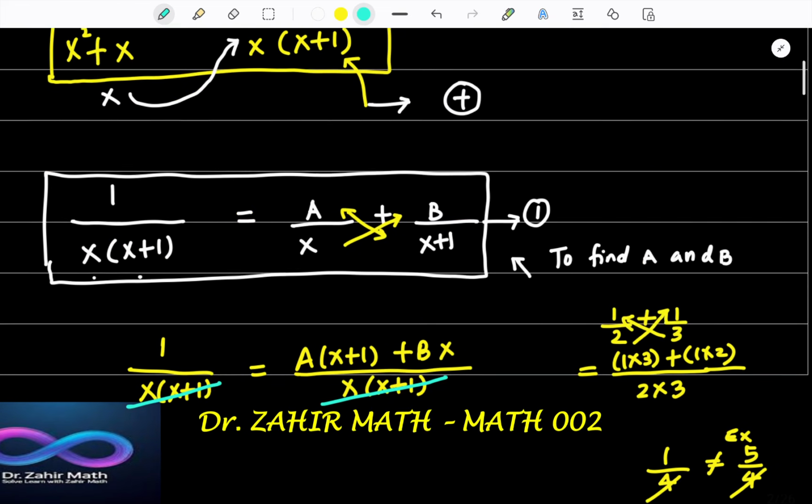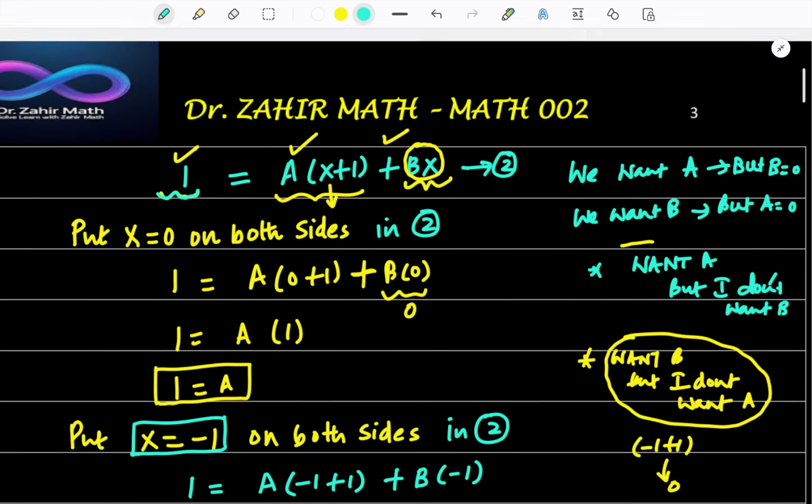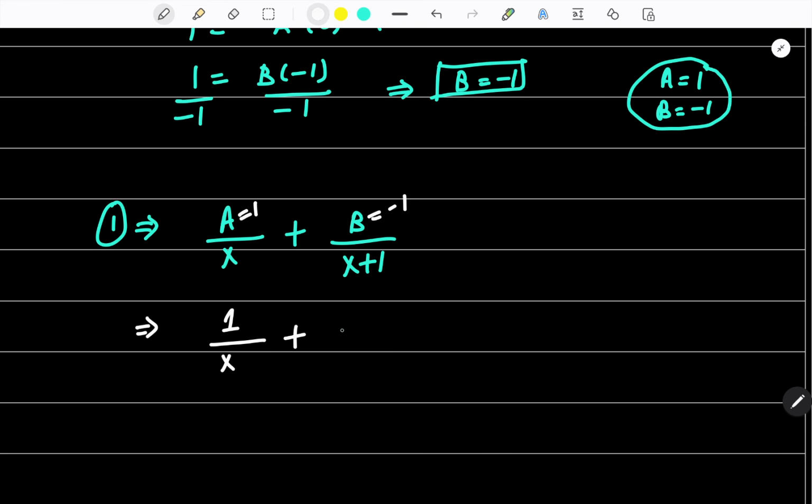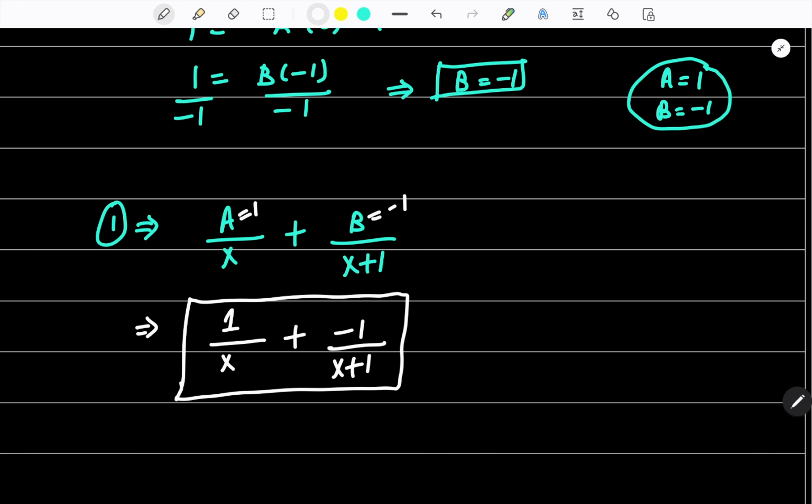Come back to equation 1 and put it. So what is your equation 1? Equation 1 is a divided by x plus b divided by x plus 1. What is the value of a? 1. What is the value of b? Minus 1. So 1 divided by x plus minus 1 divided by x plus 1. Writing like this is called partial fractions decomposition. Say it again, everybody. Partial fractions decomposition.